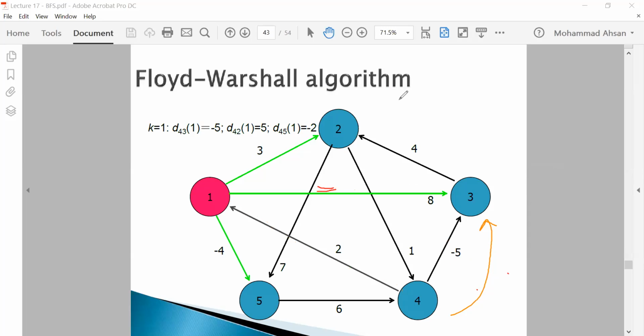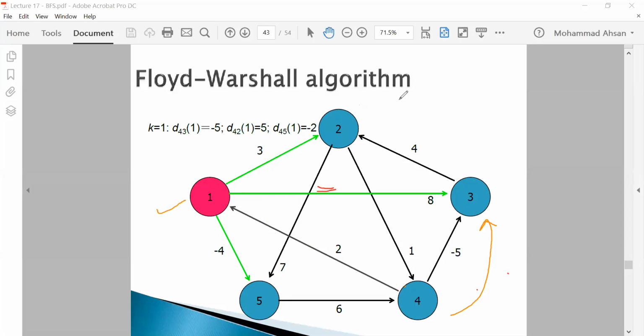Let's see between 4 and 2. There is no direct outgoing edge between 4 and 2, so initially the distance between 4 and 2 is infinity when I am not considering any intermediate vertex. Now, if I consider 1 as my intermediate, this and this give me a distance of 5, which is better than infinity, so I will update it.